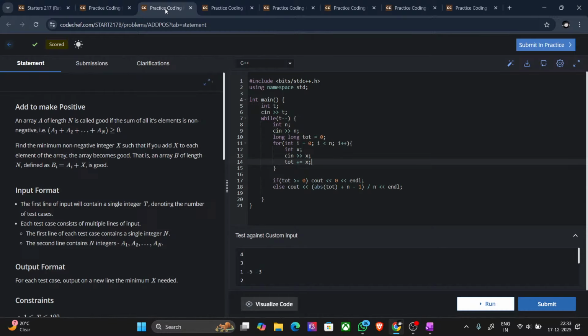Okay, moving towards the next problem. In this problem, we are given an array A of length n. The array will be called good if the sum of the elements is non-negative, which means a1 plus a2 plus a3 dot dot dot an is greater than or equal to 0. Find the minimum number of non-negative integers x such that if you add x to each element, the array becomes good. That is, an array B of length n defined as bi equals ai plus x.